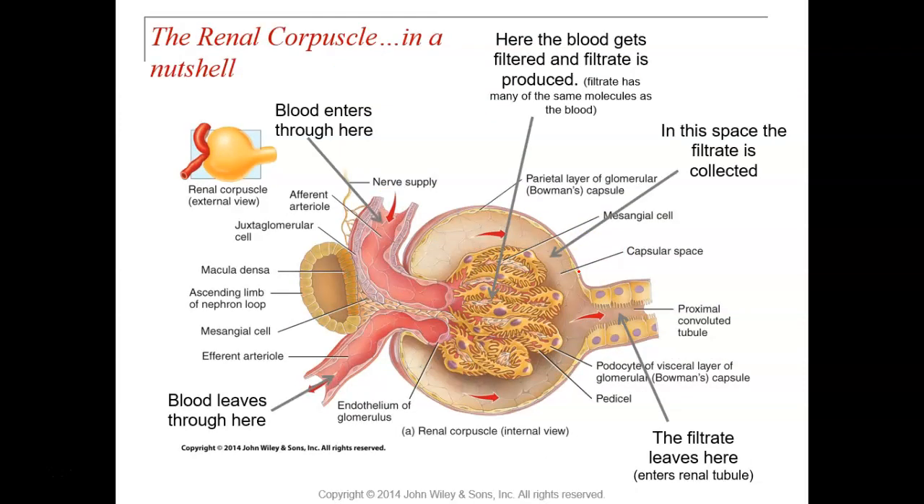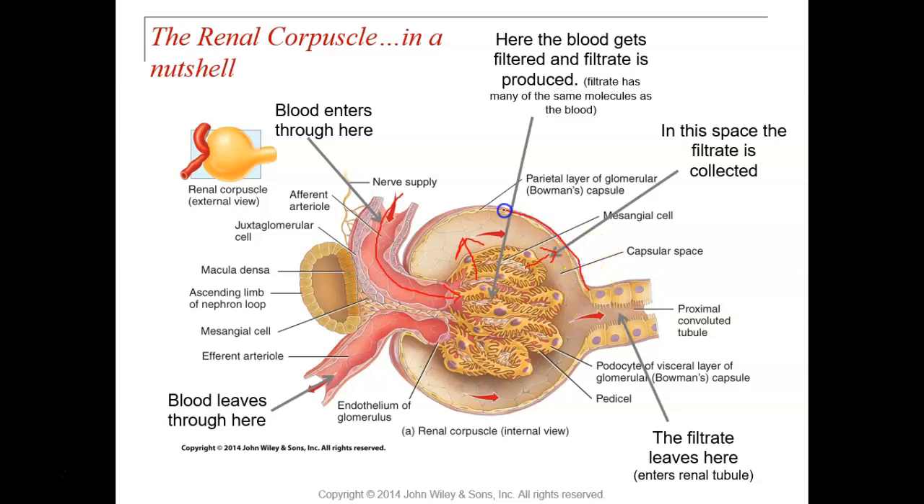So here, just to help people out a little bit, blood enters here. Here the blood gets filtered and filtrate's produced, through these podocytes, these little fishbone things, those little slits. Those little slits create something called a pedicel. Now the glomerulus, there's pores, different what are called fenestrations throughout the glomerulus that permit the movement of certain molecules, H2O, glucose, amino acids, etc. That filtrate is captured in Bowman's space, or the capsular space.